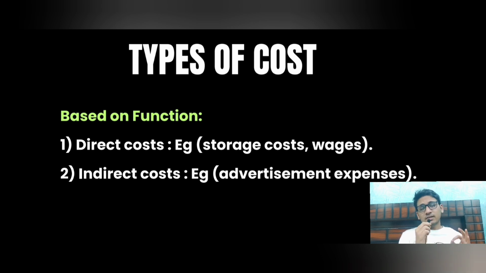And number two is indirect cost. Indirect costs refer to those types of costs that are not directly traceable to any kind of product. For example, advertisement expenses, because advertisement expenses are an additional expense that a business incurs in order to promote itself. We can also produce the product and sell it without advertising. That is why advertisement expenses are an indirect cost.